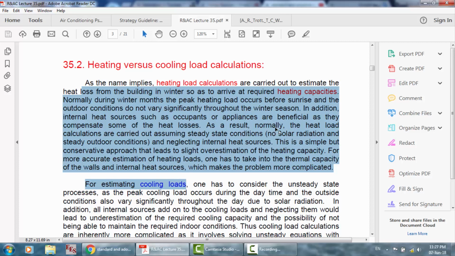As a result, normally the heat load calculations are carried out assuming steady state conditions, no solar radiation, and steady outdoor conditions, and neglecting internal heat sources. This is a simple but conservative approach that leads to slight overestimation of the heating capacity. For more accurate estimation of heating loads, one has to take into account the thermal capacity of the walls and the internal heat sources, which makes the problem more complicated.